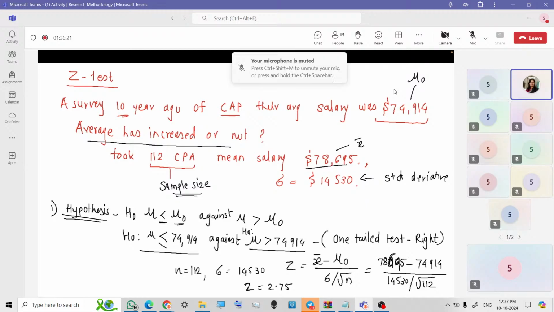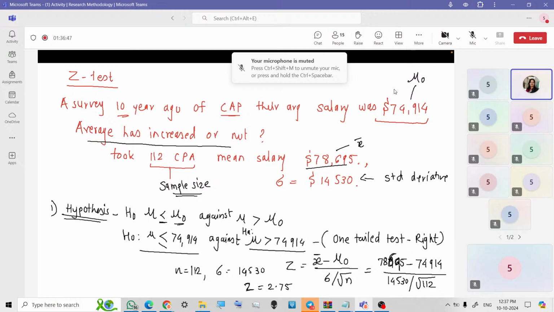Over the years, the claim was that the average salary was 74,914. So that was the population given. Over the year, whether the average salary has increased or not, this we wanted to identify. For that purpose, they have given the sample data for 112 CPAs with a mean salary of 78,695, and the standard deviation is also given.